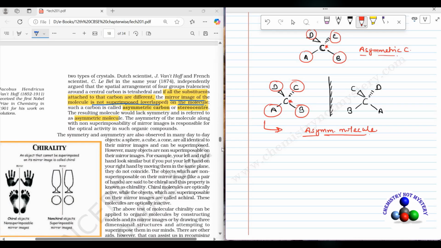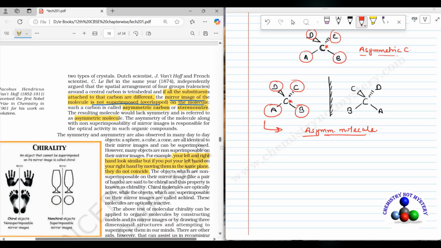Now let's read from the book. Symmetry and asymmetry are also observed in many day-to-day objects. A sphere, a cube and a cone are all identical to their mirror images and can be superimposed. However, many objects are non-superimposable on their mirror images. For example, your left hand and right hand look similar, but if you put your left hand on your right hand by moving them in the same plane, they do not coincide.